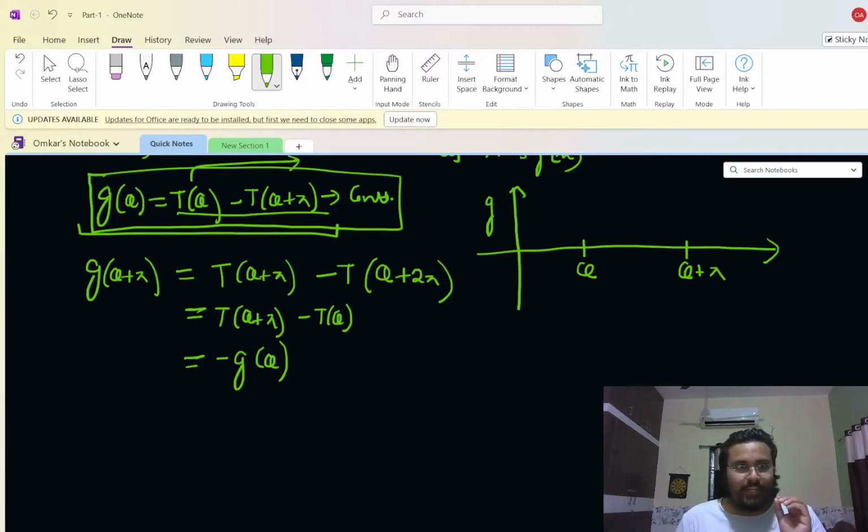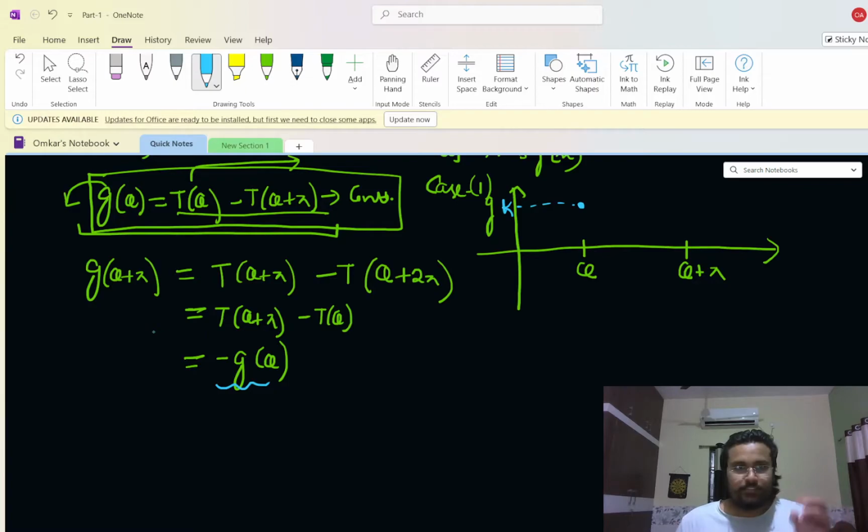Assuming at theta, this g of theta, there will be two cases. This is case 1. Assuming that g at point theta was positive, let's say this value was something like this. At theta plus pi, this is exactly the negative of it. So let's say this is some value called k, some constant k.